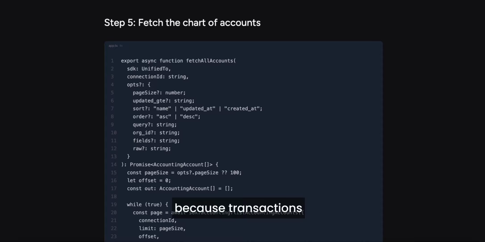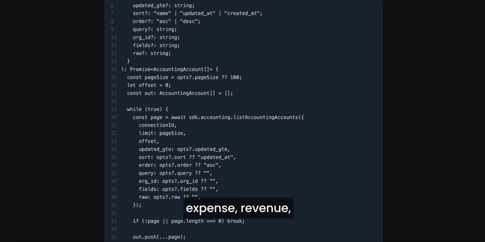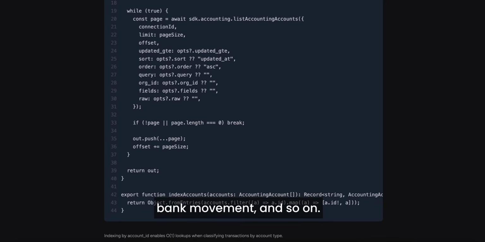Next, we fetch the chart of accounts. This step is critical because transactions on their own usually aren't enough for budgeting and runway. The account type is what tells you whether a transaction represents expense, revenue, bank movement, and so on. We also index accounts by ID, so we can do O(1) lookups later when we're processing transactions.